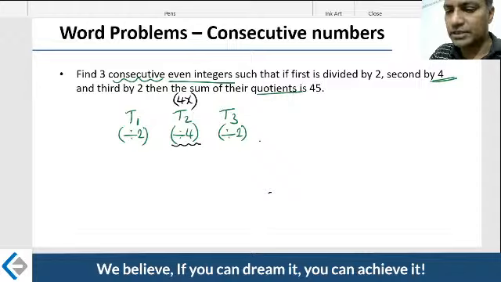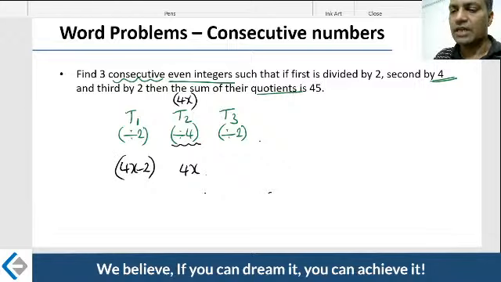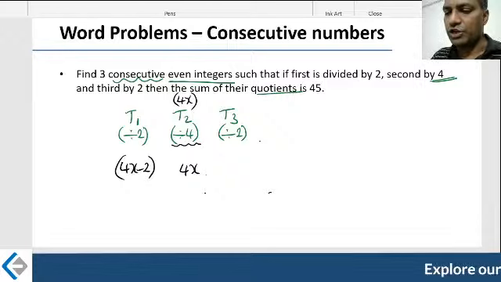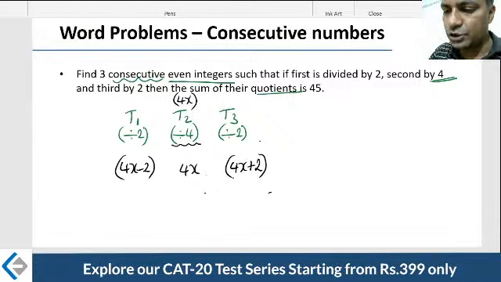If I take 4x, the number before that was 4x minus 2. You may wonder, how do you know it is 4x minus 2? Because it's a consecutive even number, the number which came before is going to be 2 less. The number which is to come after is 4x plus 2.